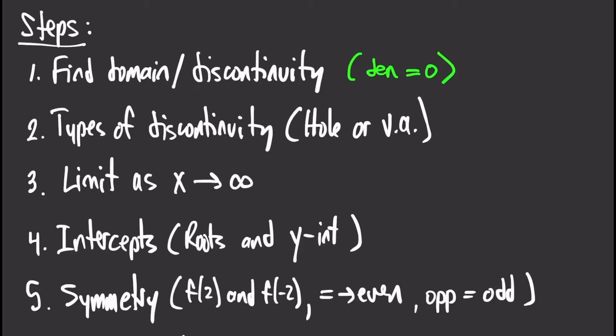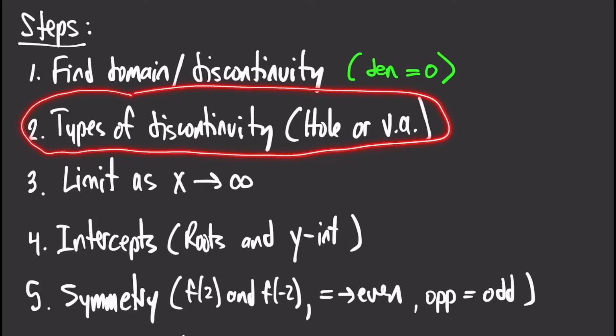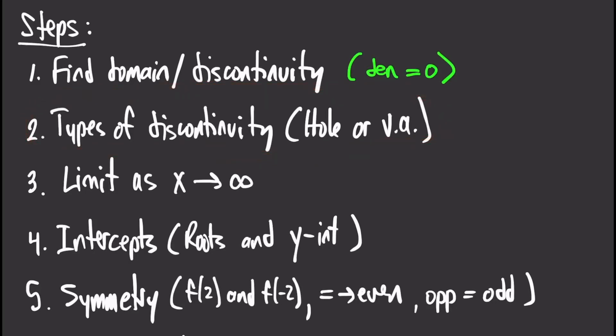Okay, so next, we have to determine the type or types of discontinuity. If I give you a rational expression, it's either going to be point discontinuity or infinite discontinuity. So we're either going to have a hole in the function or we're going to have a vertical asymptote. Now, this is where it gets a little bit confusing, but what we have to do there is take the limit at all of our places of discontinuity.